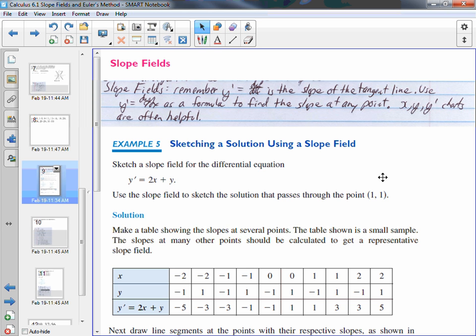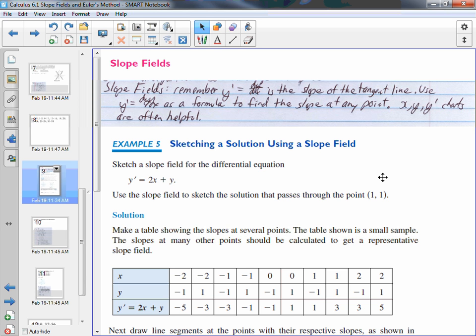And we've worked some examples in the past where we would make our own, and this time we're going to do that again. So I have written here for you to remember that y prime, or dy dx, whichever way it's given to you, is the slope of the tangent line. Whenever you forget that derivative equals slope, you're in danger of veering off course, okay? So use the fact that y prime, or dy dx, is the slope, so use that as a formula to find the slope at any point.